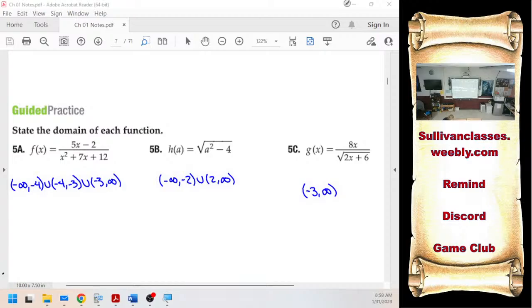Wait, why is it negative? There was a million things over there. You can't divide by 0, right? Yeah. Set denominator equal to 0. X plus 4, x plus 3. Solve both. -3, -4, not allowed. Have to exclude both. So you get a double union. That makes sense. For B, set it equal to 0.